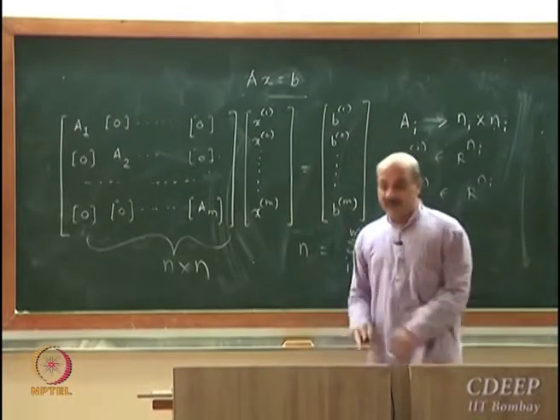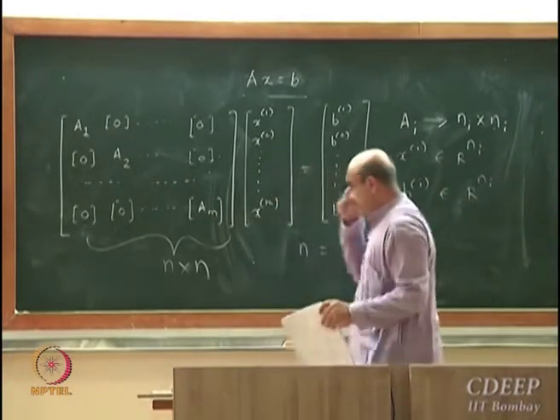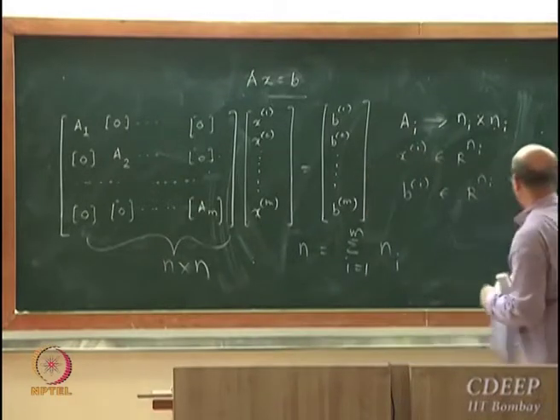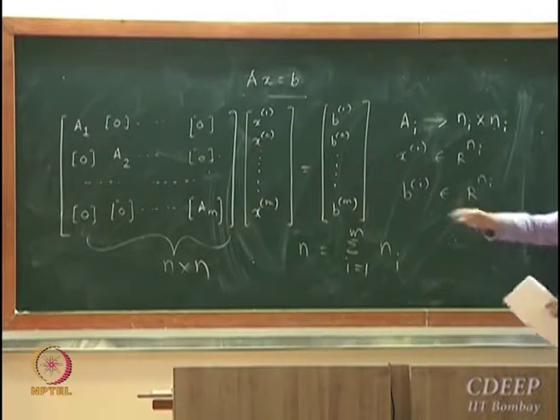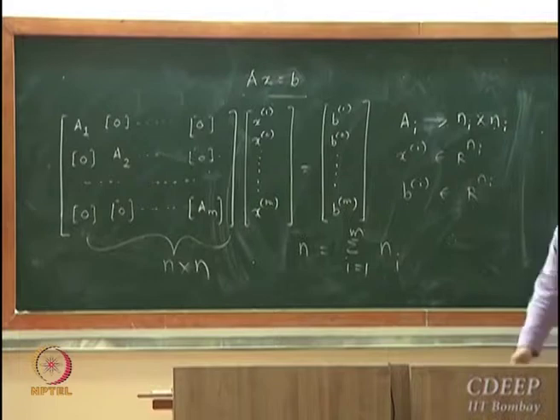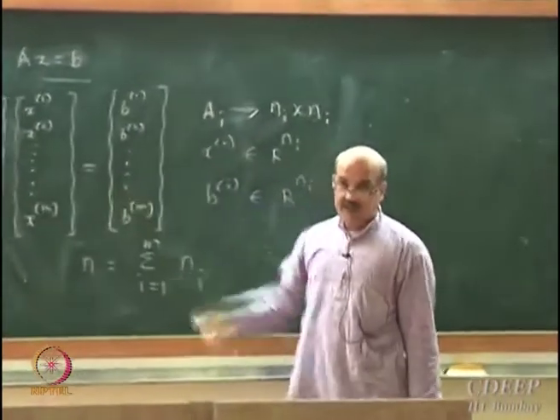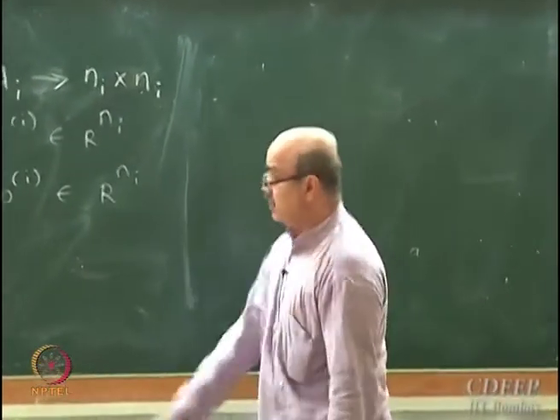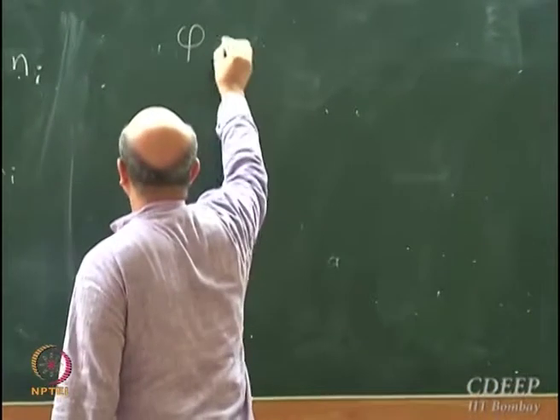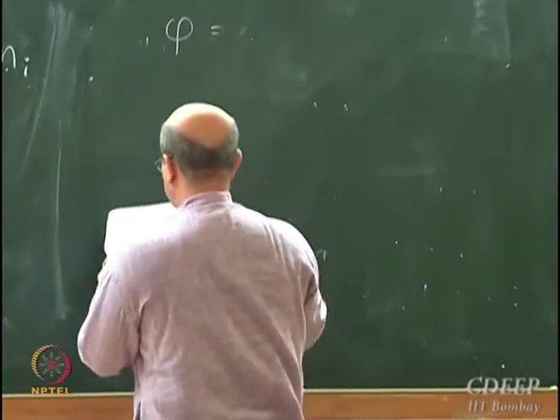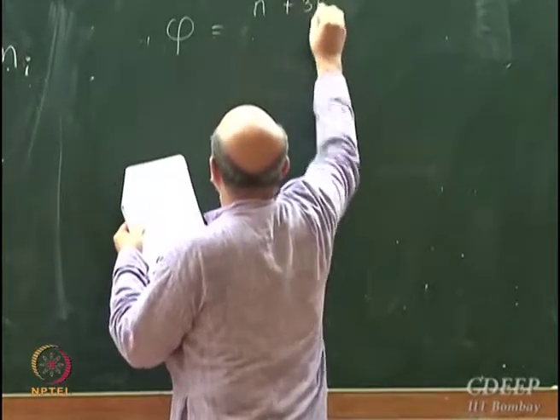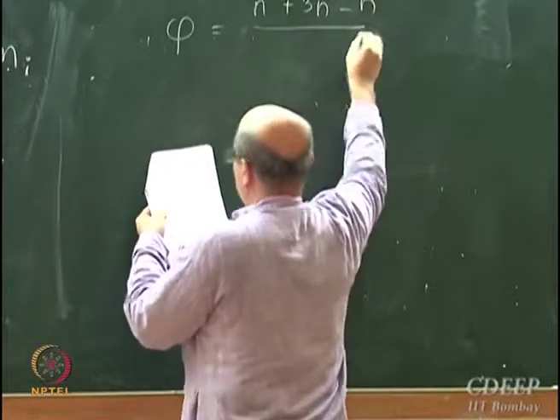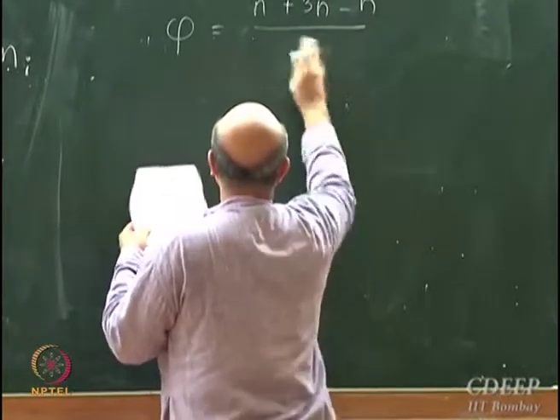If I use Gaussian elimination directly, without trying to exploit the structure of this matrix, if I try to use blanket Gaussian elimination, then the number of divisions and multiplications, which we just listed, will be (N cube plus 3N square minus N) divided by 3.